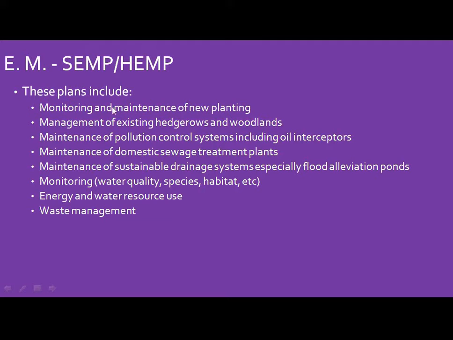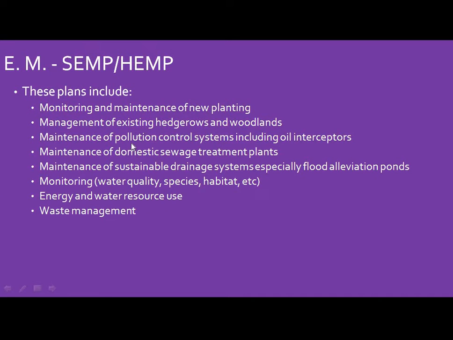Continuing, this includes monitoring and maintenance of new plantations, and management of existing hedgerows and woodlands, bushes and woodlands that are there, so that you don't destroy them. Maintenance of pollution control systems, including oil interceptors. Maintenance of domestic sewage treatment plants. Maintenance of sustainable drainage systems, especially flood alleviation ponds. Monitoring water quality, species, habitats, etc. Energy and water resource use, and waste management.